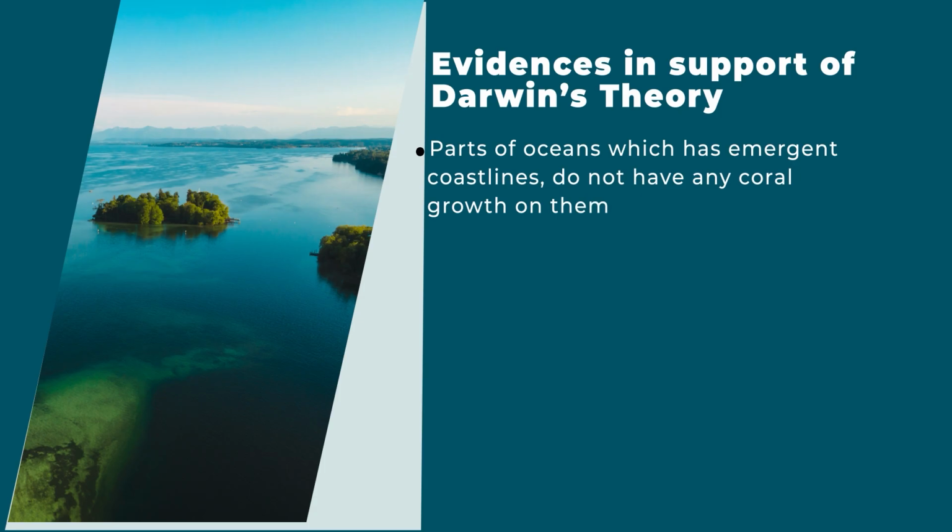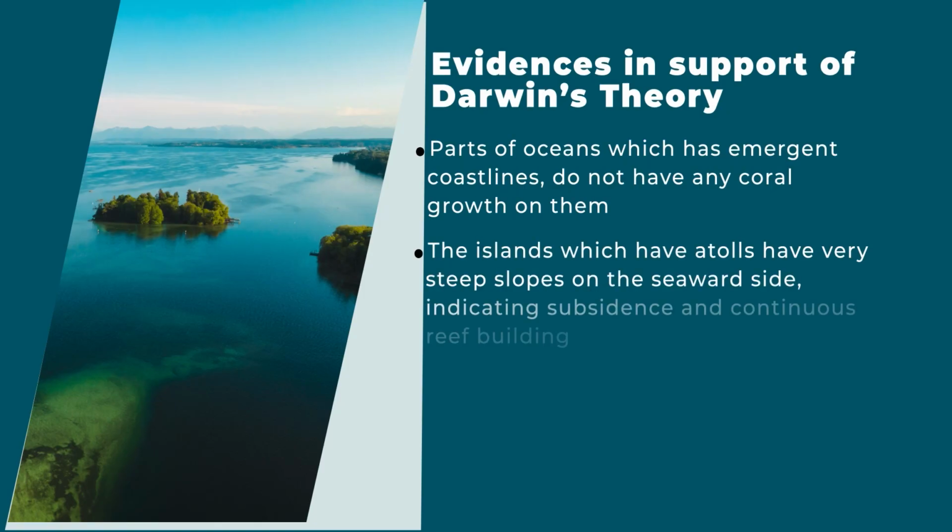C, parts of oceans which have emergent coastlines do not have any coral growth on them. This is also seen from all parts of the world, that emergent coastlines will not have any coral growth. D, the islands which have atolls have very steep slopes on the seaward side, indicating subsidence and continuous reef building.